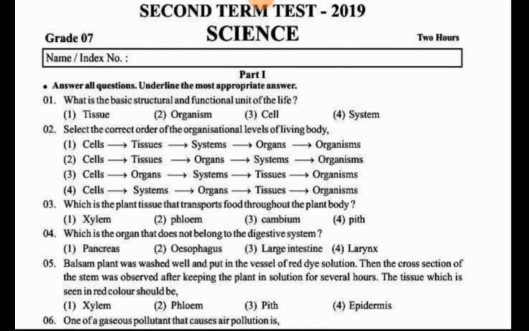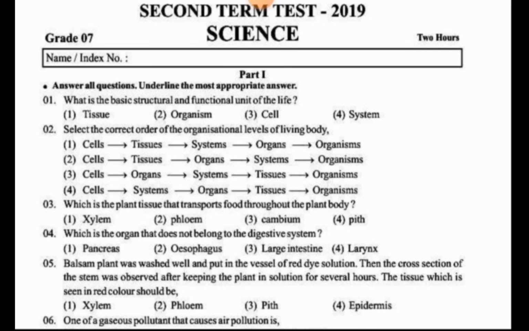If we take a living body, it contains a large number of small building units. Right? This basic building unit is called the cell. The cell is the structural unit of a living organism. In plants, it is called a plant cell, and in animals, it is called an animal cell.